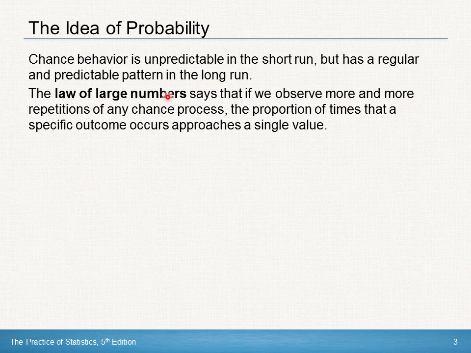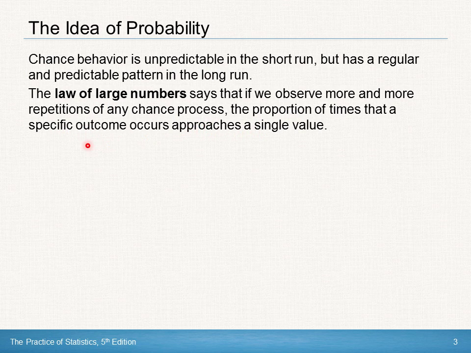So what we just talked about was the law of large numbers. Hopefully you've heard of this in some of your other math classes. The law of large numbers says that if we observe more and more repetitions of any chance process, it doesn't matter what it is, the proportion of times that a specific outcome occurs approaches a single value.